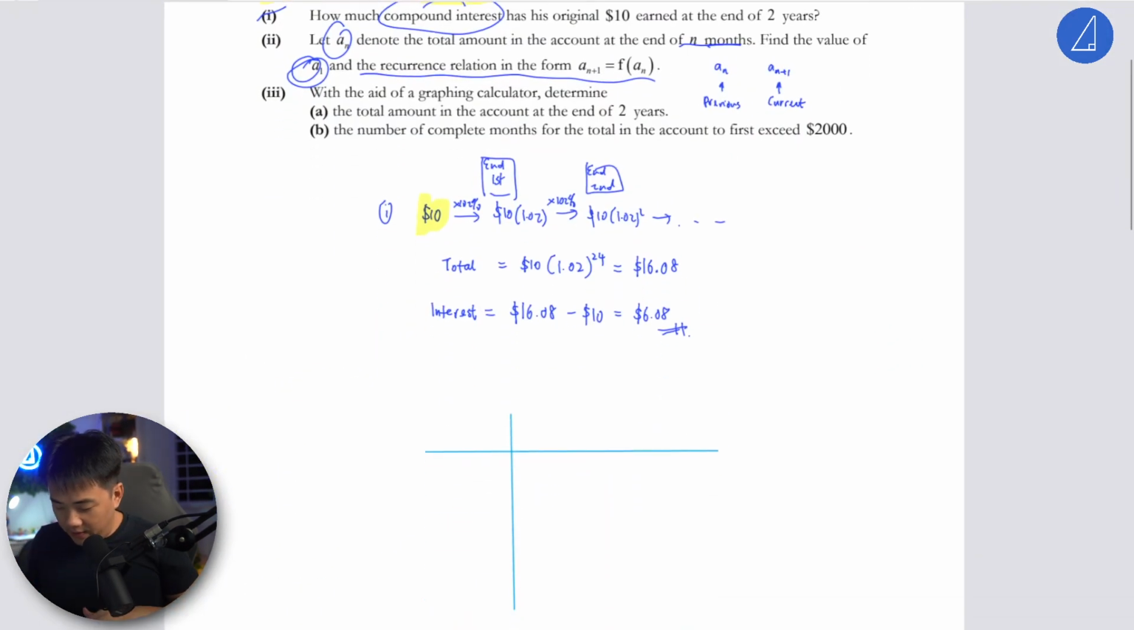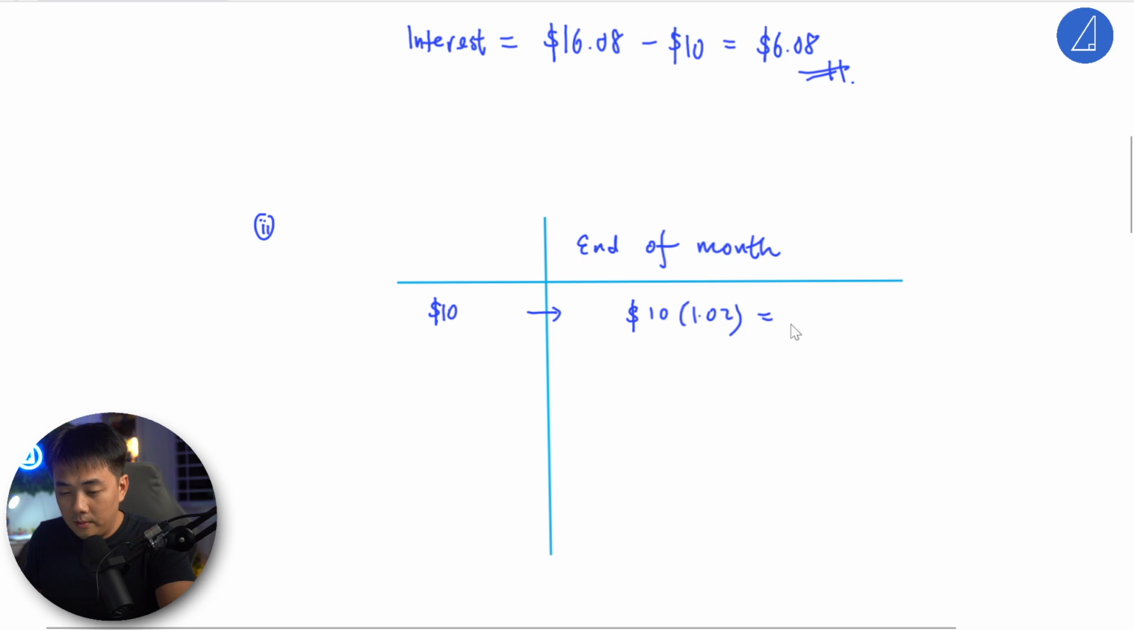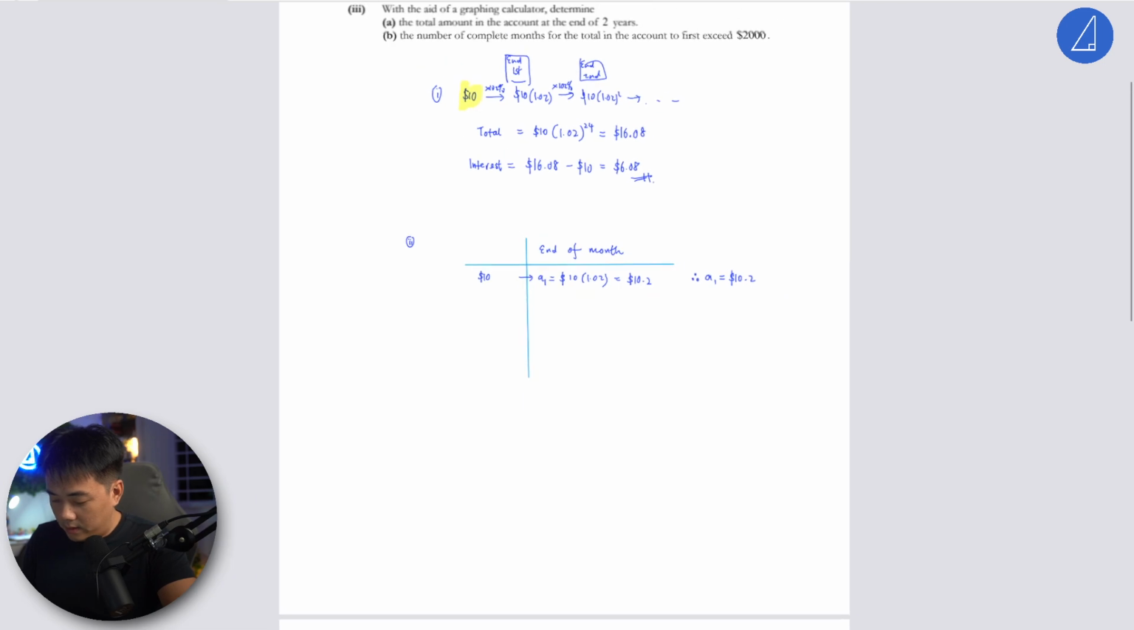So we need to find the value of A1. We just follow the first month. It was $10, so the end of the first month will be $10 multiplied by 1.02, which is 10.2. This is our A1, the amount at the end of the first month.